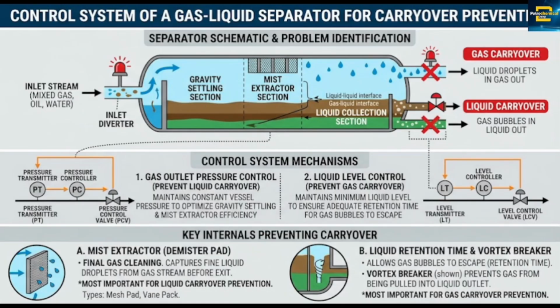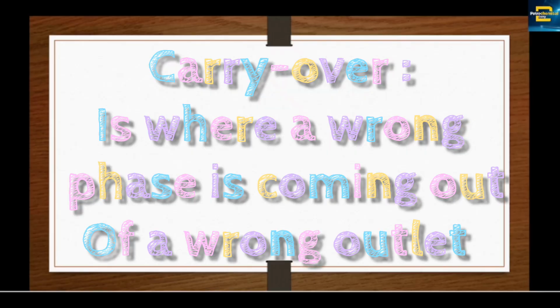Now remember that the gas comes out of the gas outlet, the liquid has a liquid outlet, and the cooled oil has a cooled oil outlet. Now the carryover, what is carryover? Carryover is when a wrong phase is going out of the wrong outlet.